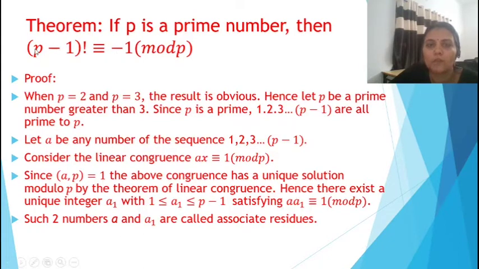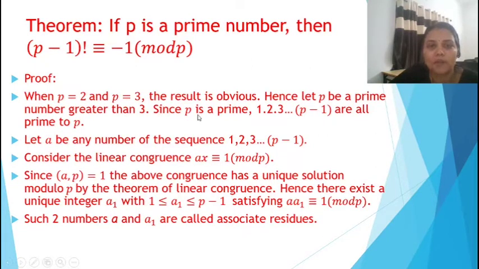Minus 1 minus 1 is 2, which is a multiple of 2, which is correct. And when p equals 3, (3 minus 1) factorial, 2 factorial, is equal to 2, congruent to minus 1 mod 3. Minus 1 plus 1, 2 plus 1 equals 3, which is a multiple of 3. The result is obvious. Hence, let p be a prime number greater than 3.